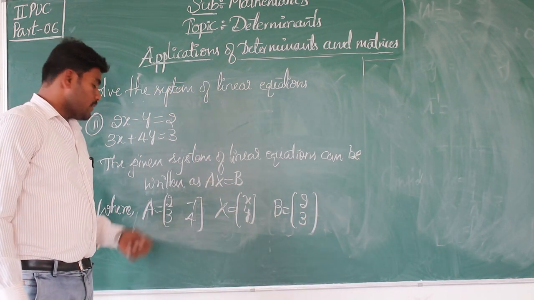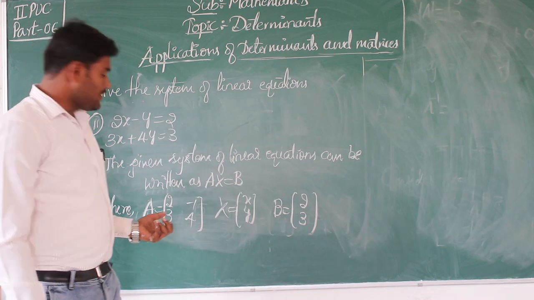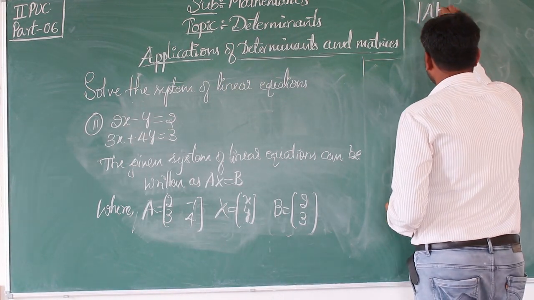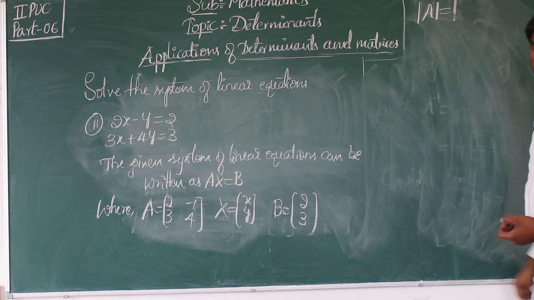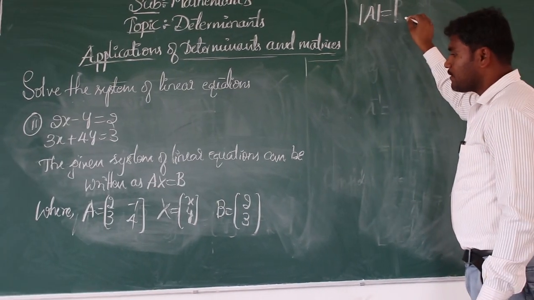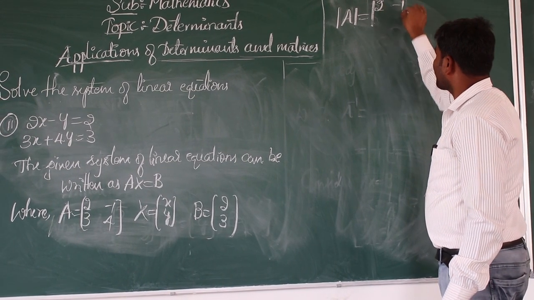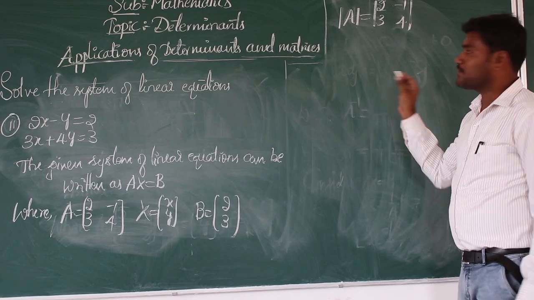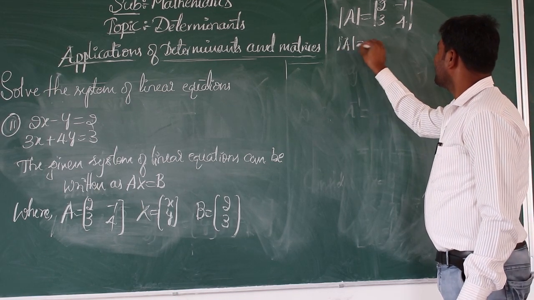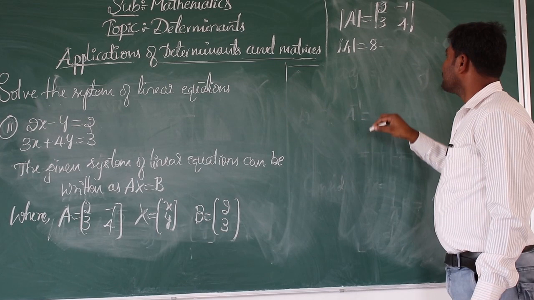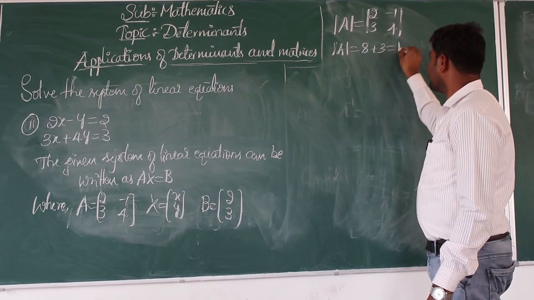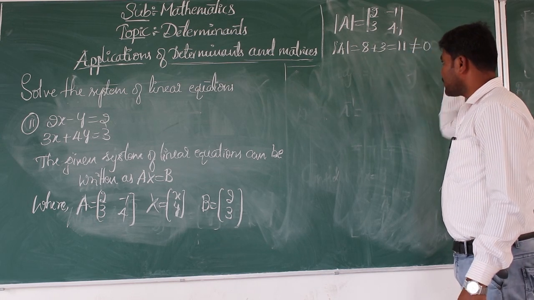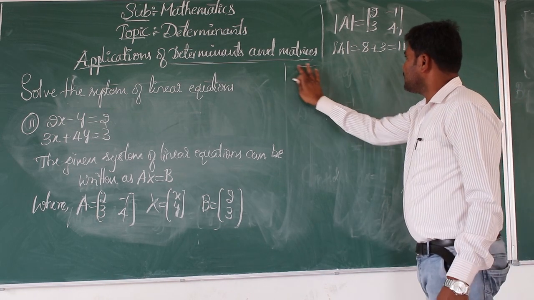Now first find the inverse of matrix A, right? To find the inverse of A, we express the matrix A as a determinant of order 2, that is 2 minus 1, 3 4. Now the determinant A is equal to 8, minus of minus 3 becomes plus 3, 8 plus 3, that is equal to 11. See, 11 is not equal to 0, therefore the inverse of the matrix is defined.